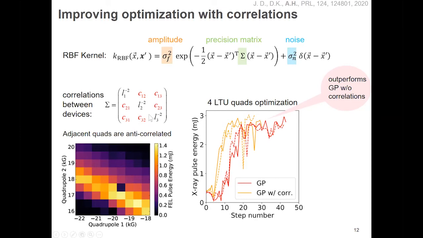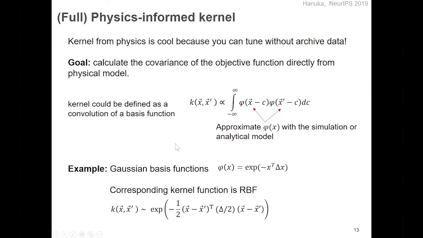Okay, so this is a very convoluted process: calculate the diagonal from data, the off diagonal from a physics model, then combine those. So here we present a full physics informed kernel. And the reason that it is cool is because you can actually tune the kernel hyperparameters without any archive data. So our goal is actually to calculate the kernel directly from a physics model.